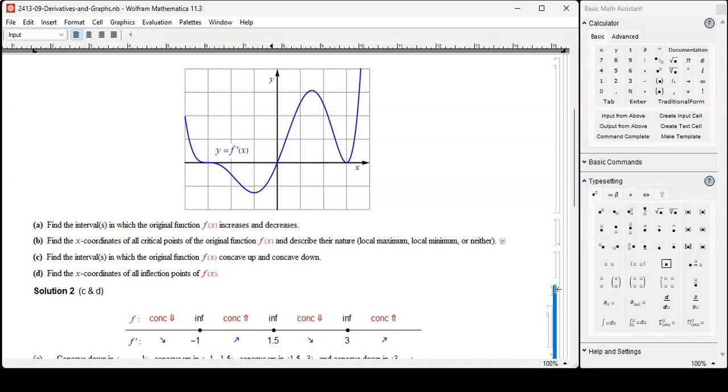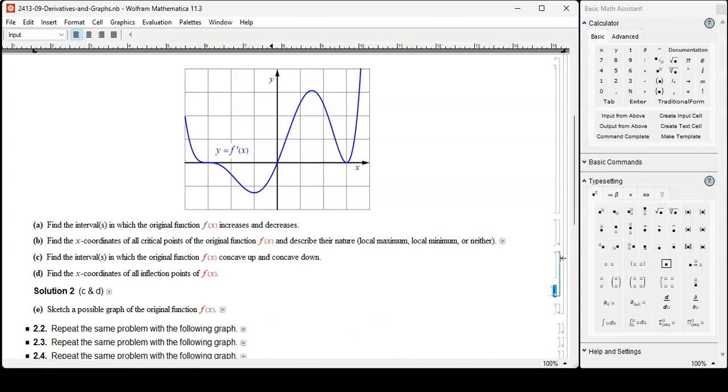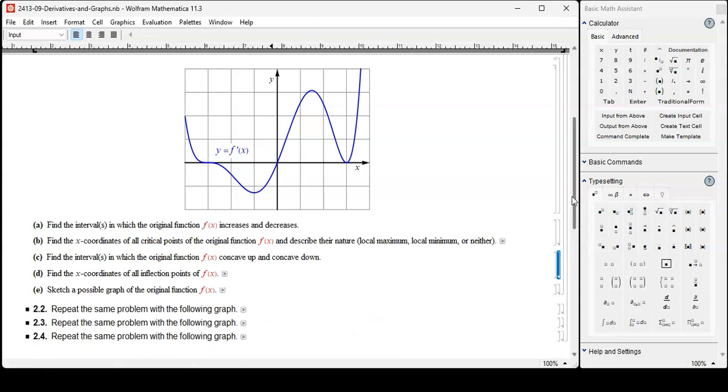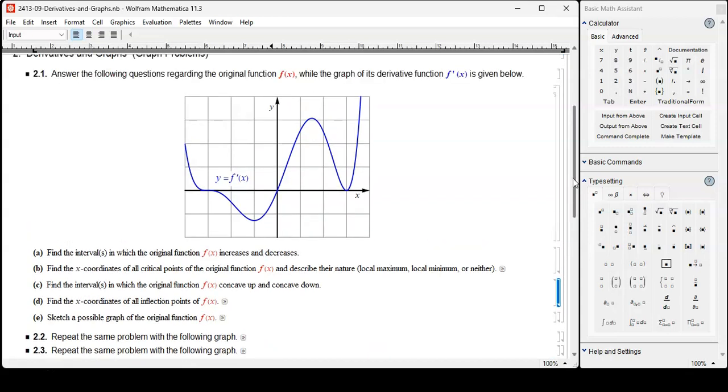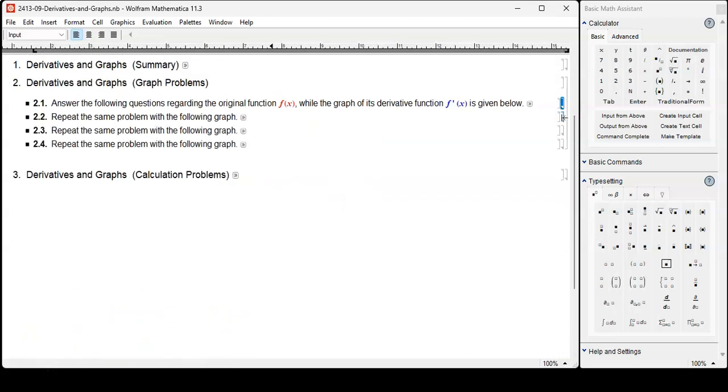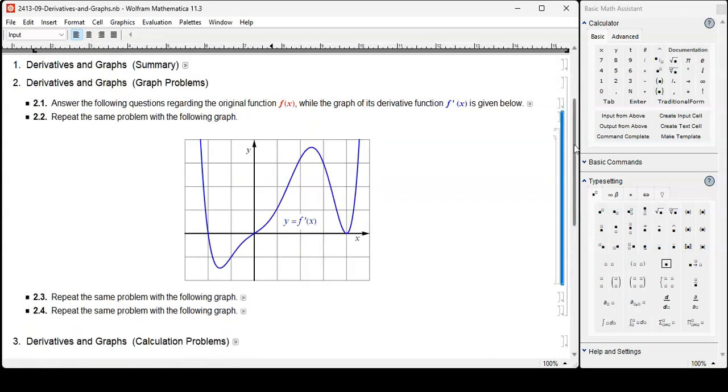Again, practice producing the diagram. And then sketch the graph if interested. And then I gave you more problems like these. Repeat the same problem with the following graph.